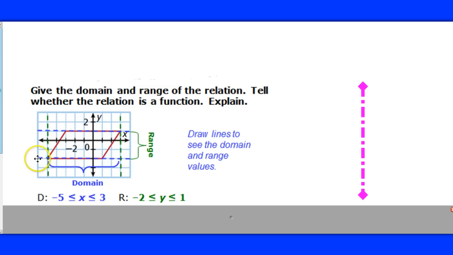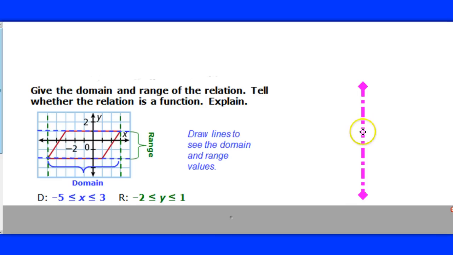My range, my smallest y value, y remember is up and down, so it looks like it's here at -2, and the largest y value looks like it's here at 1. So my range is -2 is less than or equal to y, which is less than or equal to 1. Now, how do you tell if something is a function based on a graph?